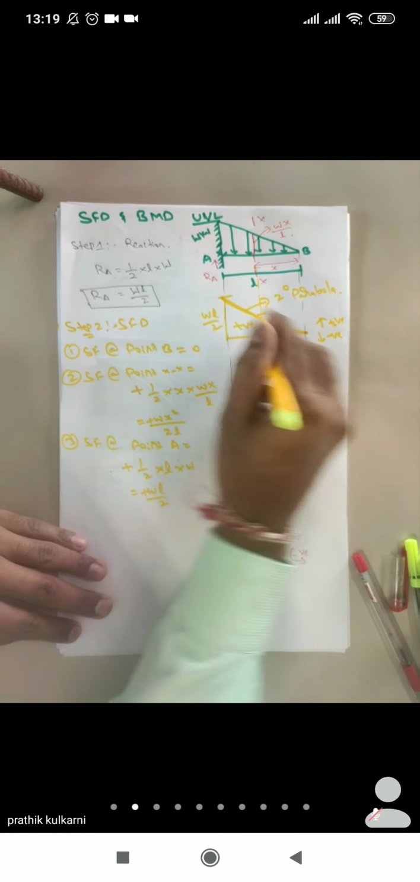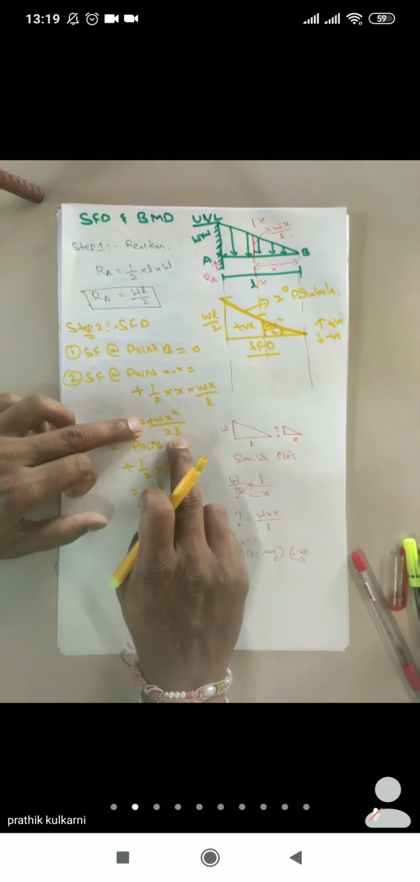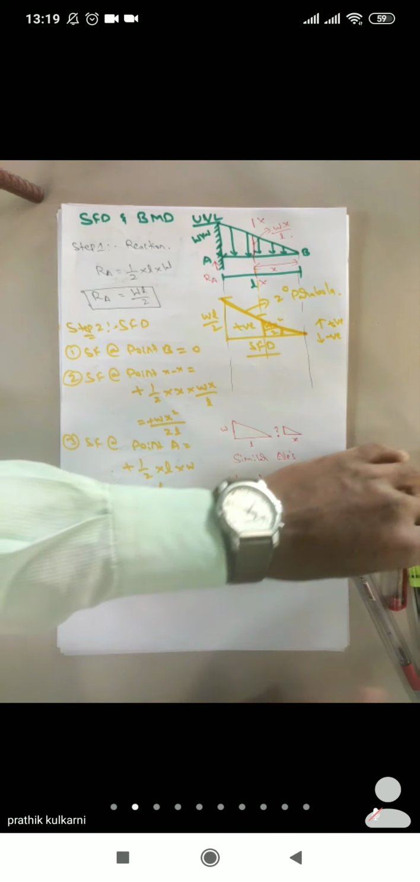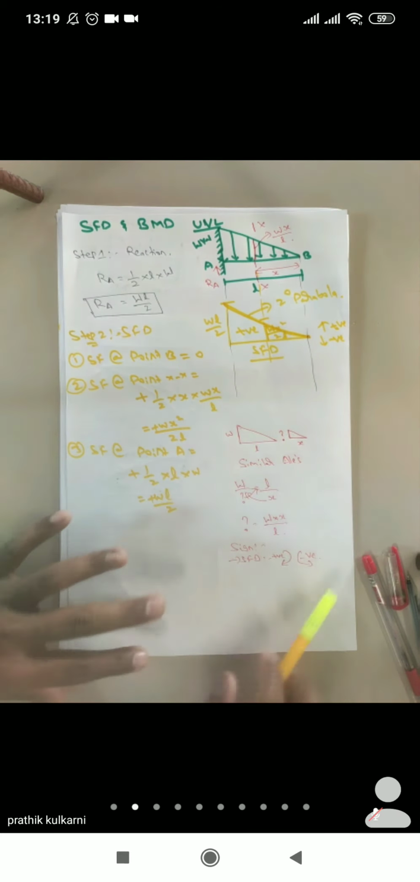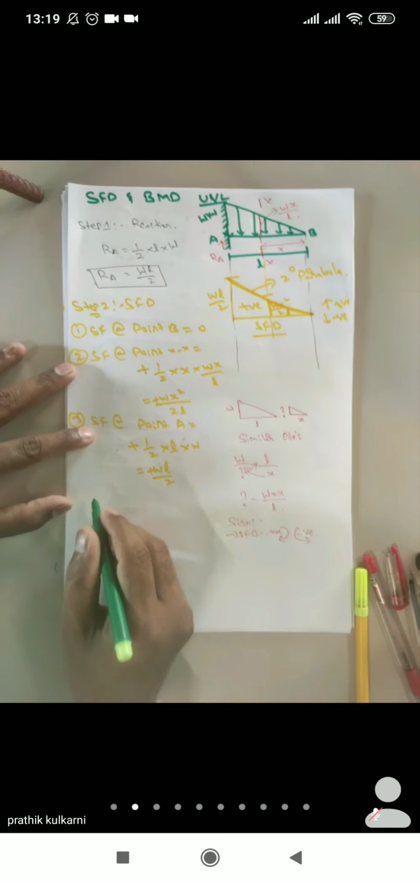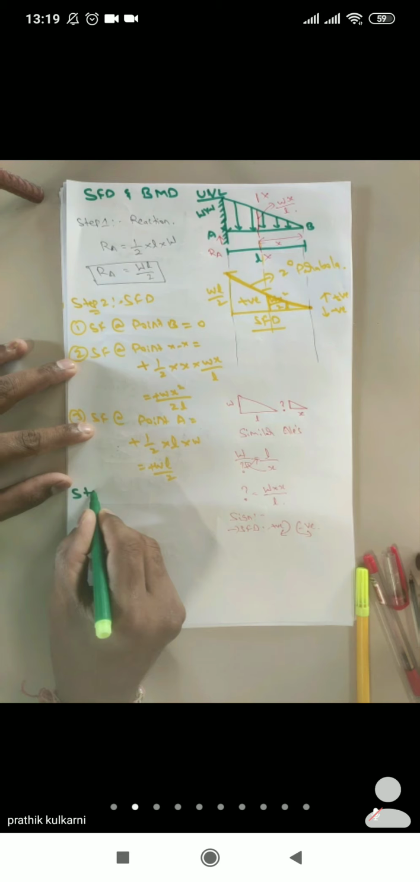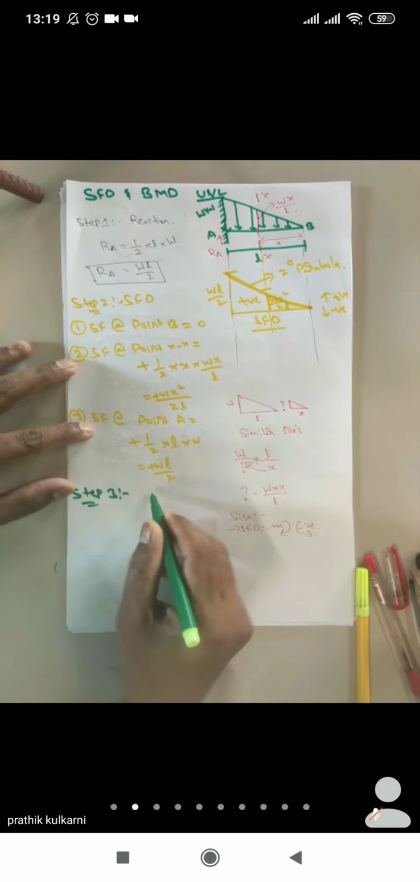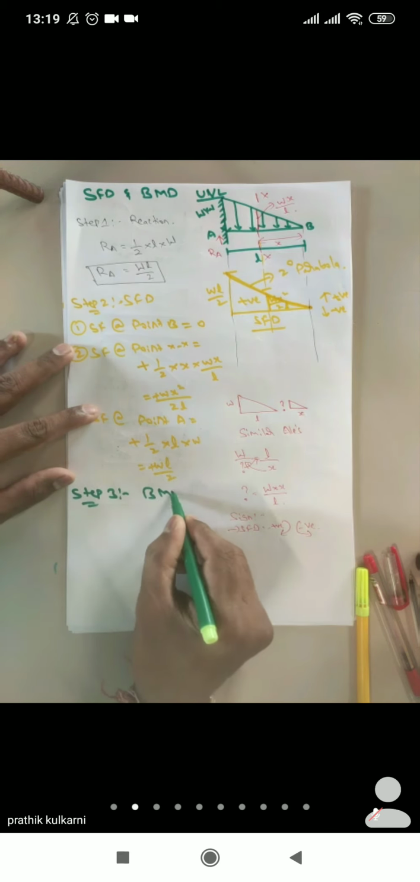Here the value you already know, Wx square by 2L. Now we have got our shear force. Now we will go with our next concept, that is bending moment. Now step 3, we have the bending moment diagram.